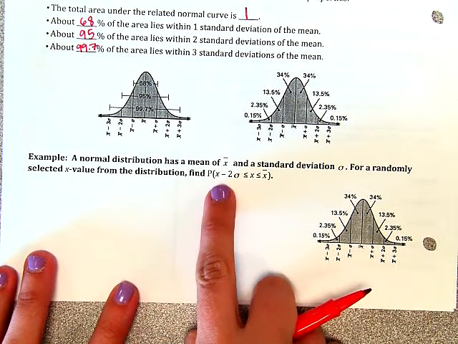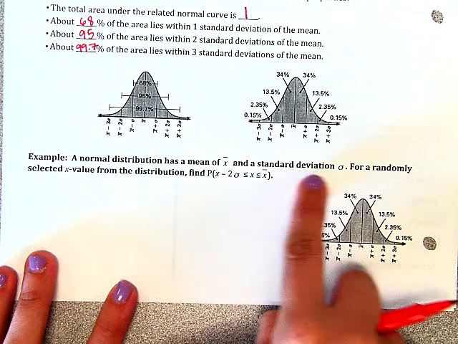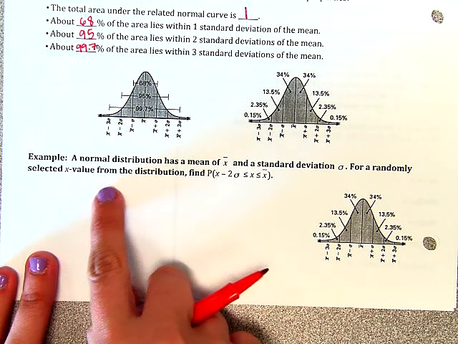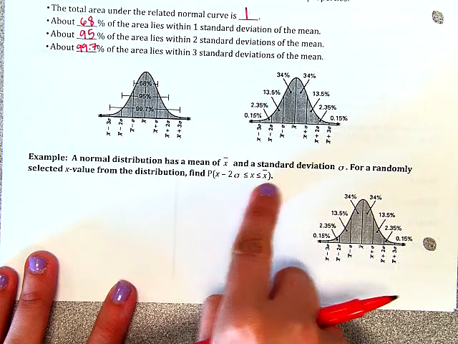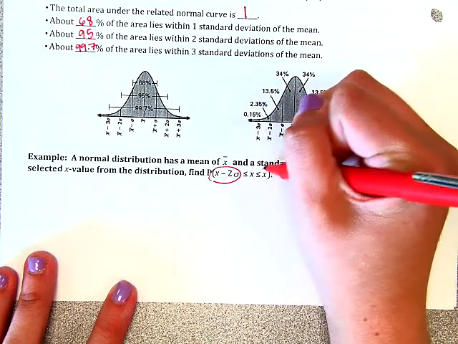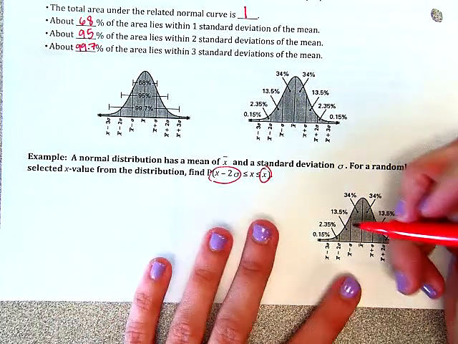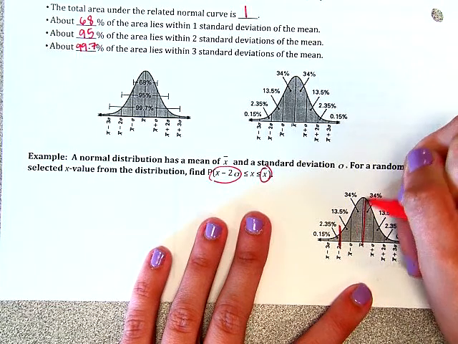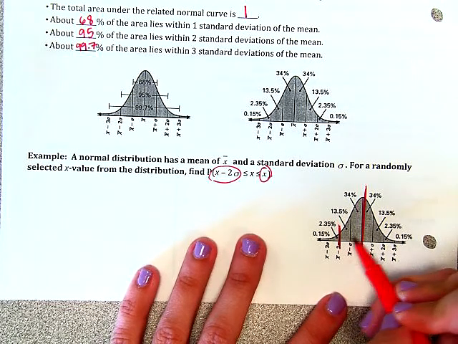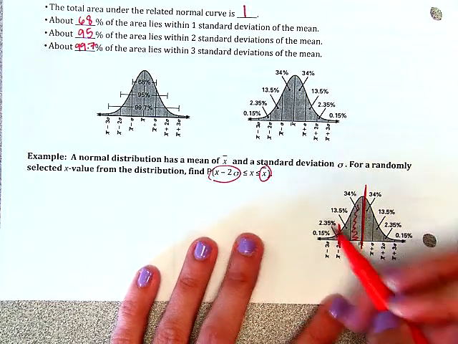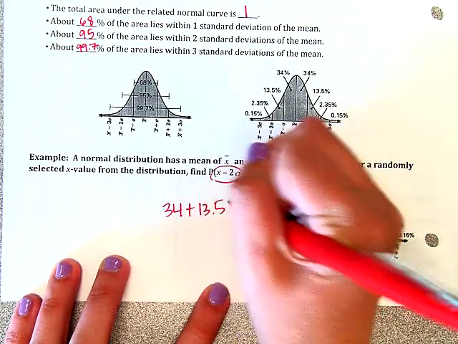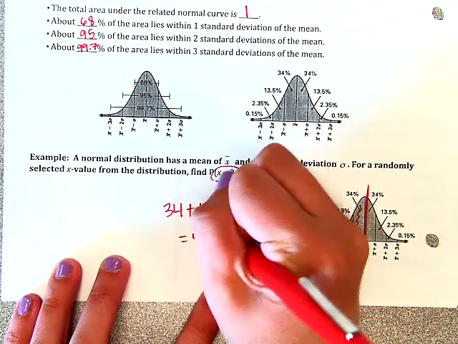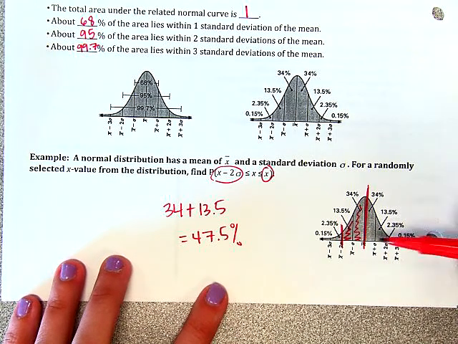So let's go for this one. It says, a function has a mean and standard deviation for a randomly selected x value. Find between the mean minus 2 standard deviations and the mean. So I'm going to find mean minus 2 and the mean, and I'm talking about anything in between there. I'm going to add up this percentage, 34, plus this percentage, 13.5, gives me 47.5% of my data is between mean minus 2 and the mean.